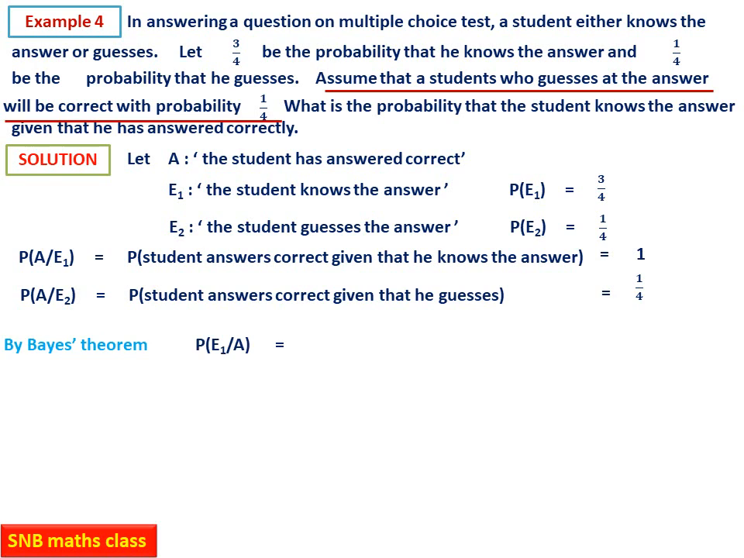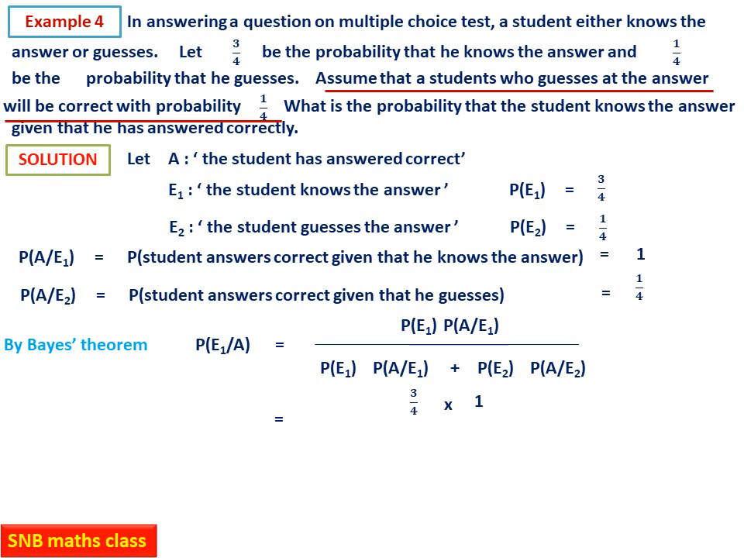So that is important. Now by Bayes theorem, probability E1 given A is asked, so just apply the formula: probability E1 into probability A given E1 divided by probability E1 into probability A given E1 plus probability E2 into probability A given E2. So substitute 3 by 4 into 1 divided by 3 by 4 into 1 plus 1 by 4 into 1 by 4. Simplify, you get 12 by 13. So this is the answer. This is example 4.